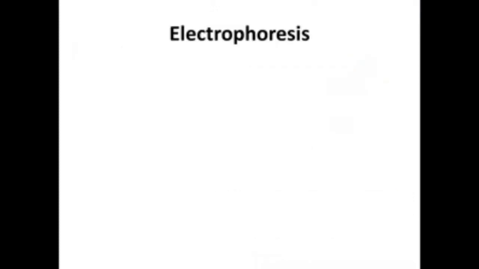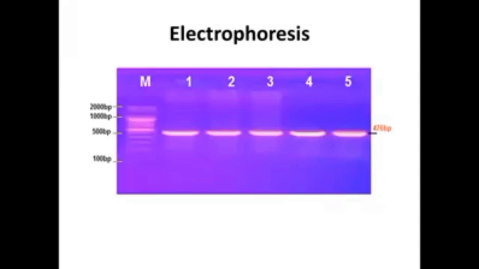We can visualize the DNA by making an electrophoresis. In the electrophoresis, we put the amplified DNA in an agarose gel and connect it to voltage. The DNA migrates along the gel due to its weight, and we can identify our DNA by its size.